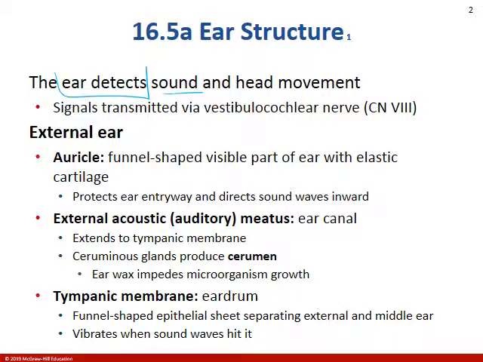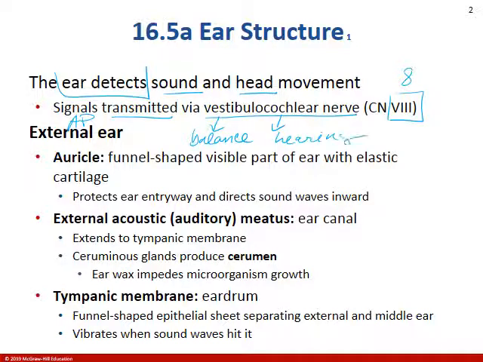The ear detects sound and head movement. We're going to generate action potentials, and they're going to be transmitted to the brain via the vestibular cochlear nerve. Remember, this is cranial nerve number 8. So the vestibule has to do with balance or equilibrium, and the cochlea has to do with hearing. And then we can break the ear down into 3 sections. So we have the external ear, the middle ear, and then an inner or internal ear.